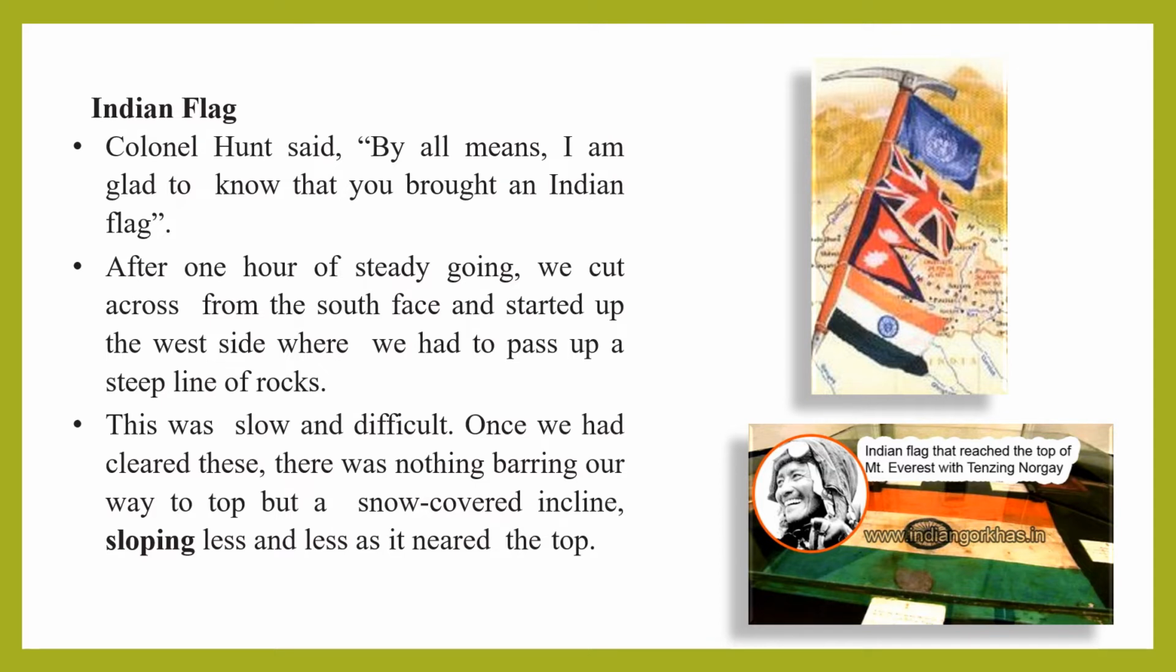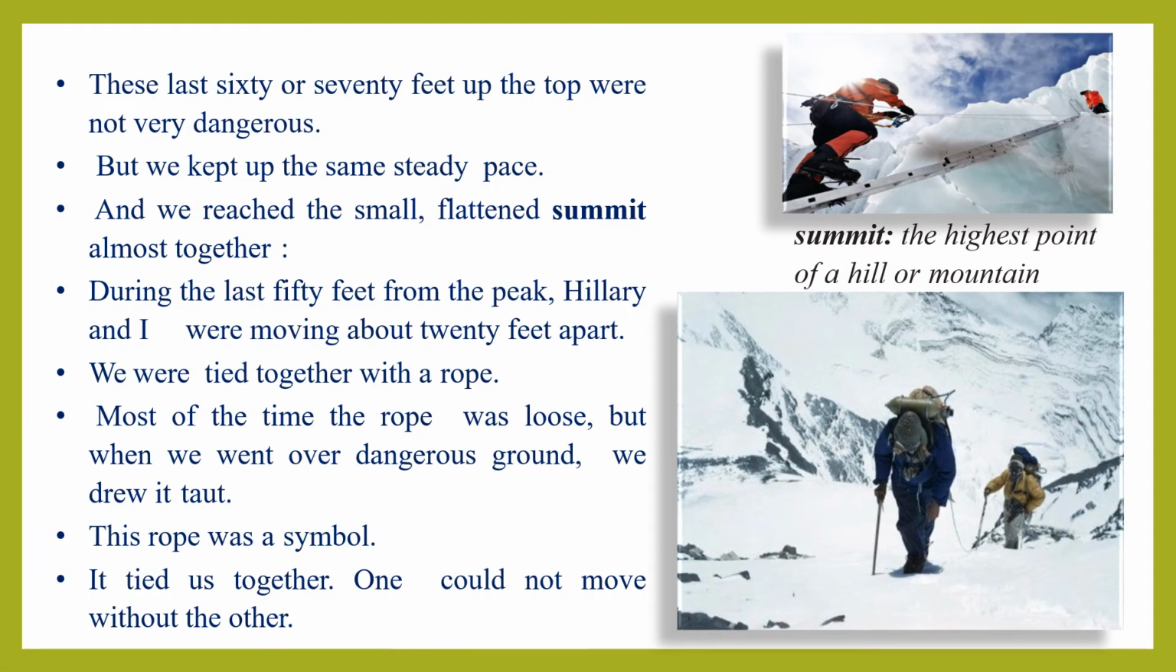After that, for one hour they moved ahead from the south face and started up to the west side, where they had to pass through steep lines of rocks. It was a very slow and difficult way to move ahead. Once it was cleared, nothing would obstruct them, and they would reach the top where the slope was less and less. Tenzing says that the last 60 or 70 feet up to the top were not very dangerous, and they kept a steady pace and moved ahead.